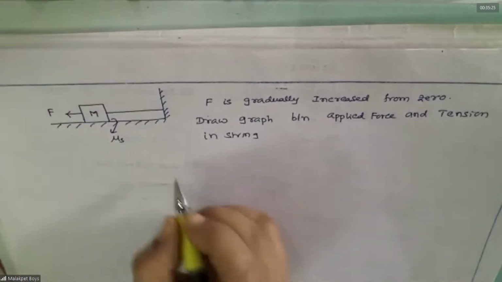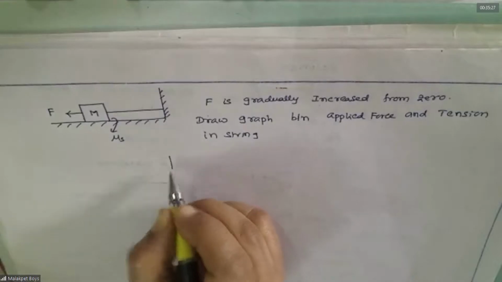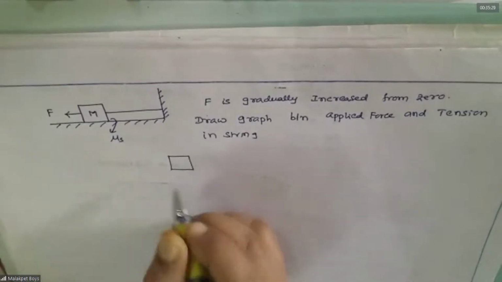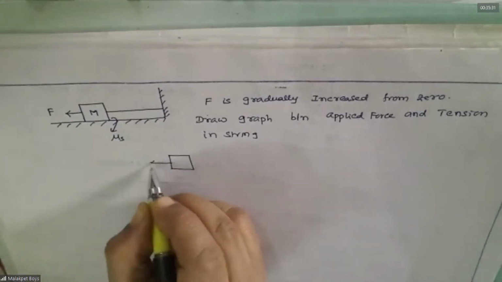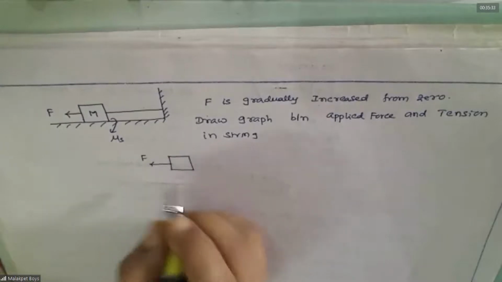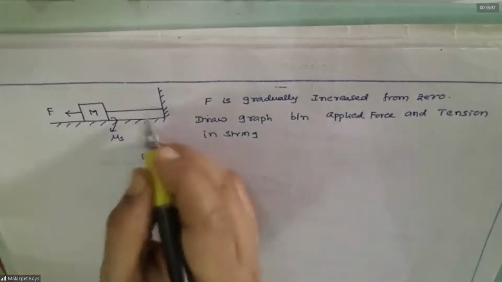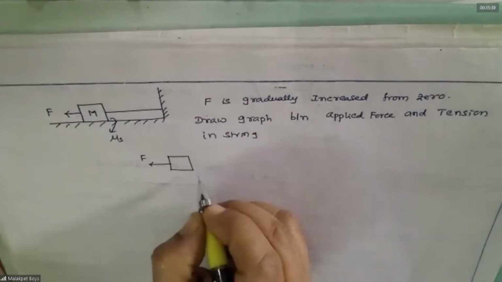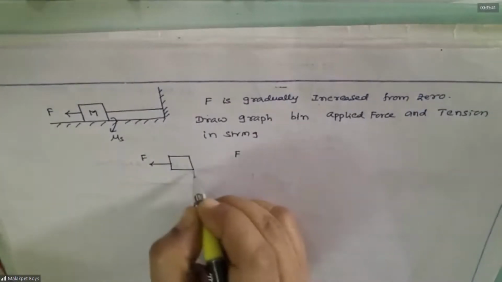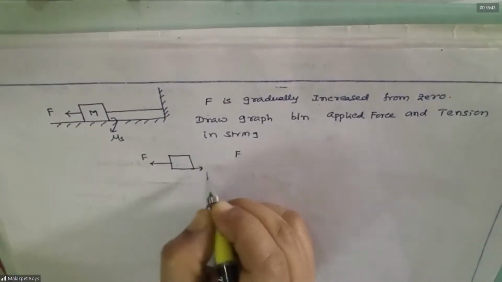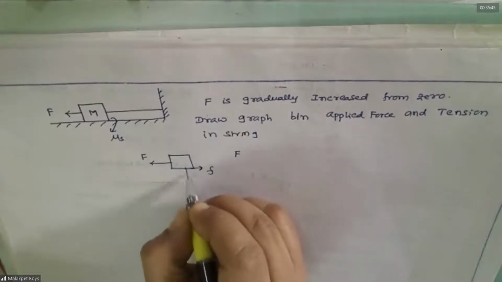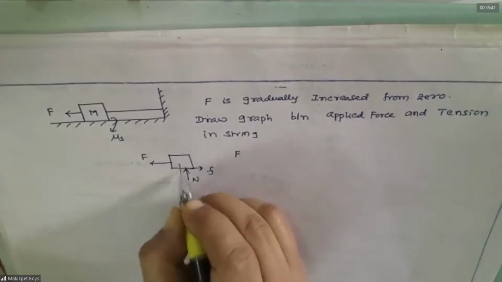Now see, first thing is, there are many cases over there. Now this is F. Here you can see the string is just taut, not under tension. Now you can see the applied force, this is the frictional force. This is the normal reaction. This is mg.